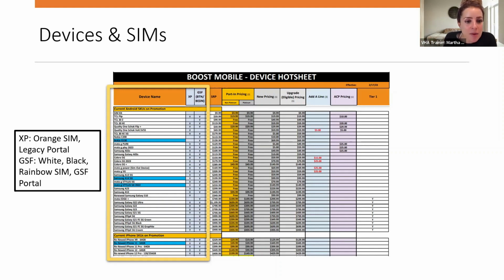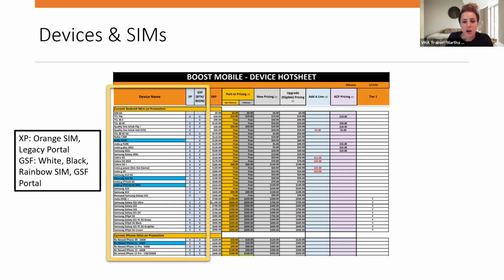However, you will see that some of these devices, like the TLC 30Z over here, this one can actually only be activated on the newer portal on GSF. So it can only take the white, black, or rainbow SIM. Same thing here, the Nokia C200, it can only go on GSF using the white, black, or rainbow SIM. So you want to make sure that you check this device hot sheet so you know for sure which activation portal to use and which SIM to plug into that device.